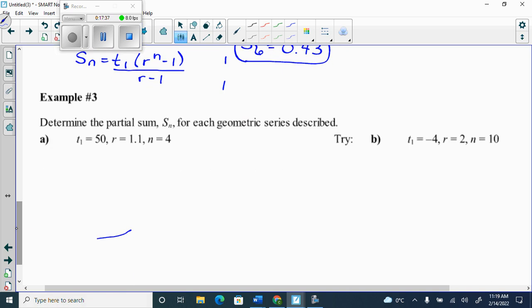It says, determine the partial sum Sn for each geometric series described. So here I have T1, R, and N. Oh, and look, partial sum. Oh, look, it says geometric series. So I have to go to the geometric series title. Look under it, there's 2.